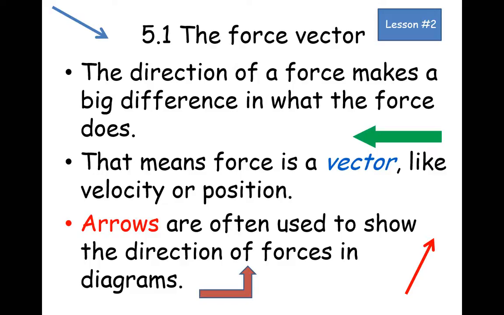This is lesson number 2. The force vector. The direction of a force makes a big difference in what the force does. That means the force is a vector like velocity, which means it has a direction, which means it can be positive or negative. Arrows are often used to show the direction of force in our physics diagrams.